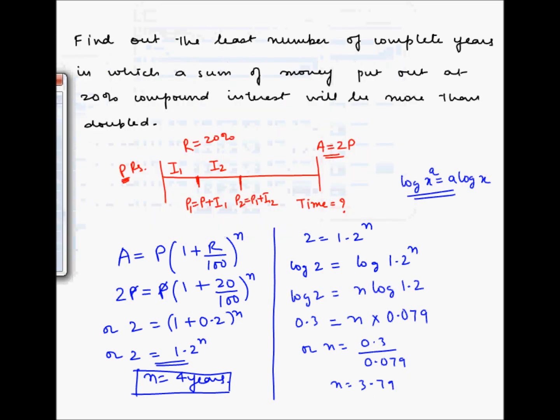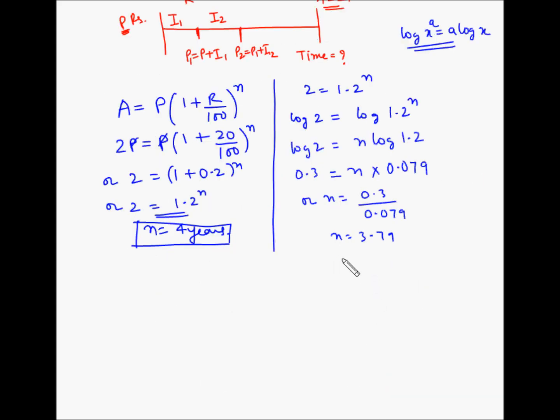Now we have to find out the least number of complete years. So definitely the amount will not be doubled in 3 years. So the next complete year is 4 years. So we'll take n is equal to 4 years within which the amount will double itself.